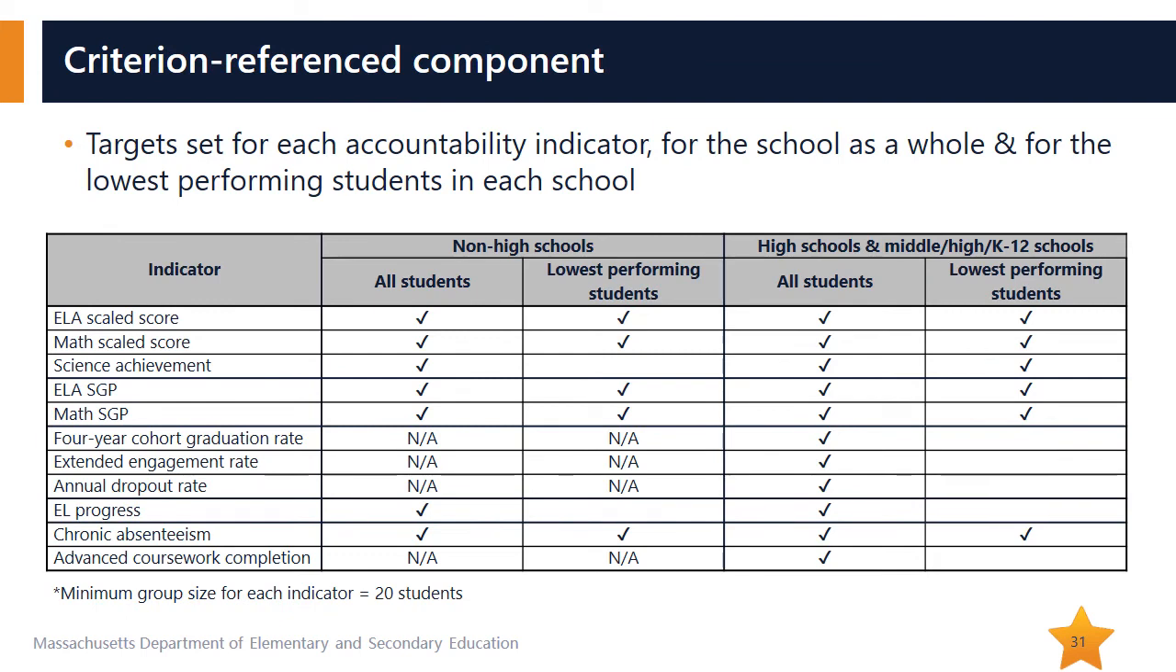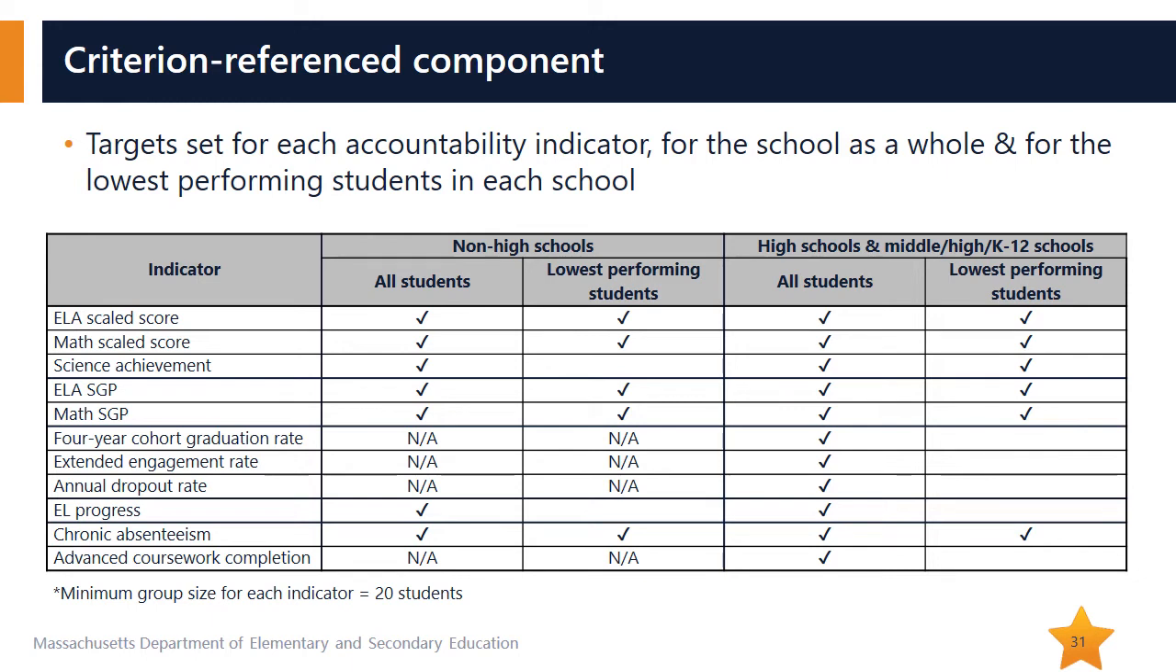For each school and district as a whole, targets will be set for each of the achievement, growth, high school completion, EL progress, and additional indicators. For non-high schools, targets will not be set for the graduation, dropout, and extended engagement rate indicators, as these do not apply to non-high schools.